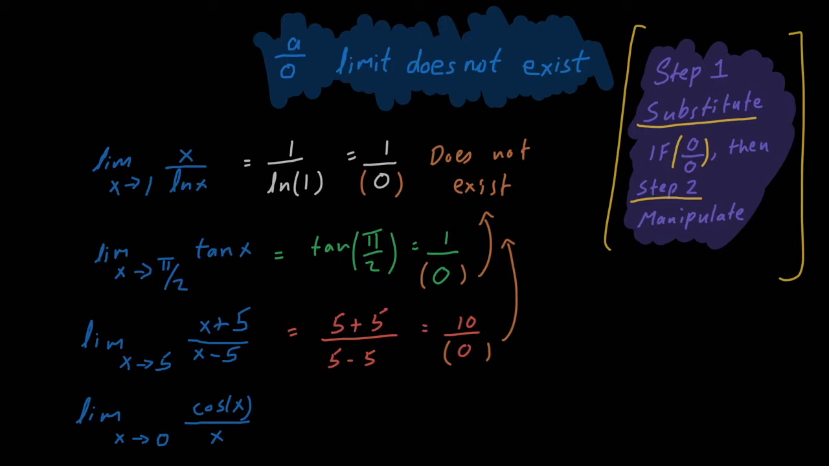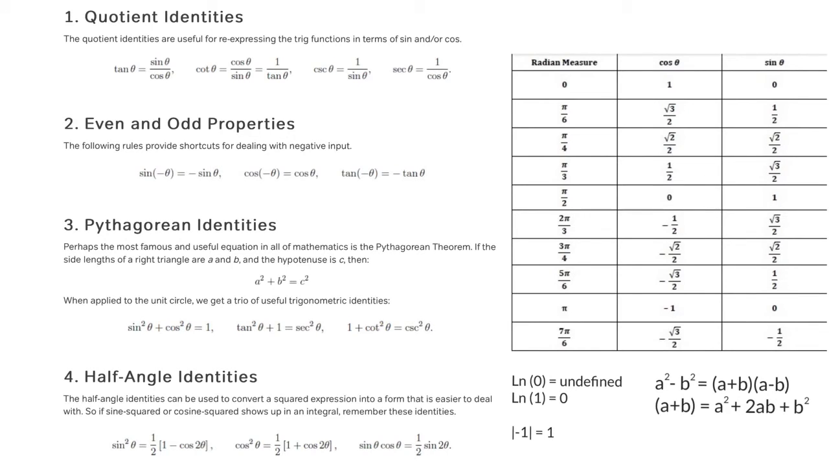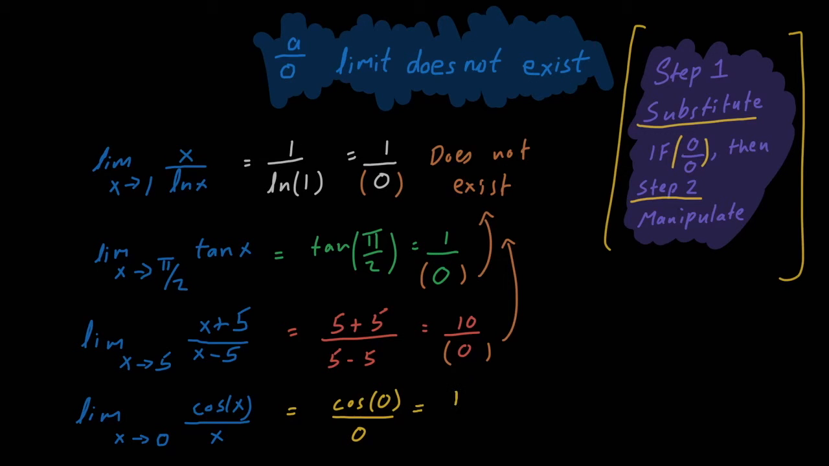Question 4. Limit as x approaches 0 of cos of 0 divided by 0. Let's jump to the formula sheet to find an answer for cos 0. Here on the right table, we can see that at 0, the value of cos is 1. So the value is 1 divided by 0 and the limit does not exist.